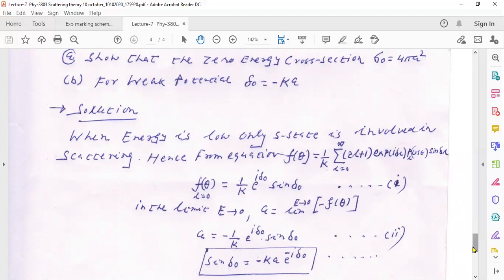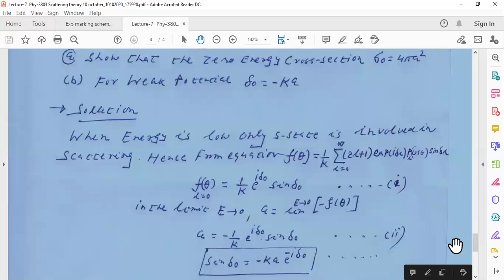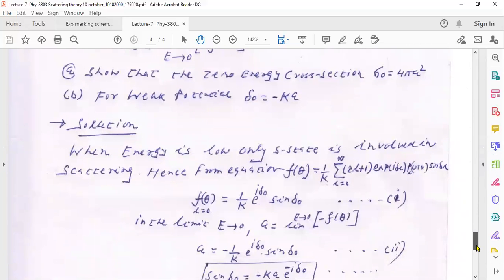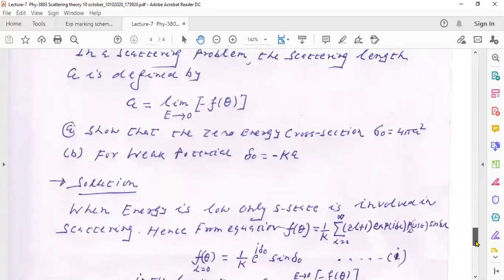And now what is our intention? What do we want to prove? Look at this. Your problem is here, and you have to prove the first part. Show that the zero energy differential scattering cross section, the total scattering cross section σ_0 for S wave, is 4πa². So let us see now.